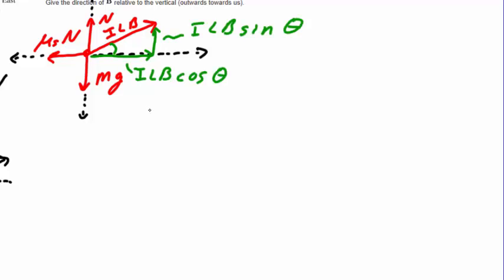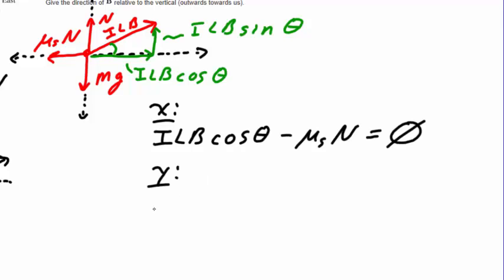Because this is a two-dimensional free body diagram, it will result in two equations, one in the x direction and the other in the y direction. In the x direction, we'll choose the positive direction to the right, and so the ILB cos theta term will be positive, and the friction term will be negative. In the y direction, we'll choose up as positive, so the ILB sine theta and normal force terms are positive, whereas the gravity term is negative.